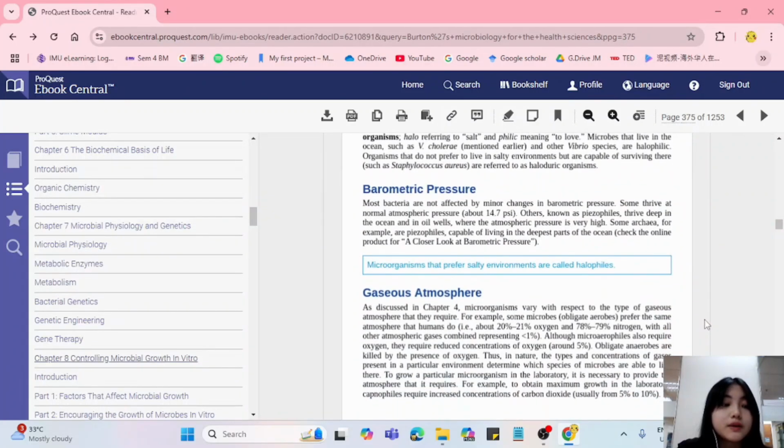I will definitely recommend this book to my colleagues and juniors as it is an excellent resource and valuable guide for building a strong understanding of microbiology and its applications in healthcare.